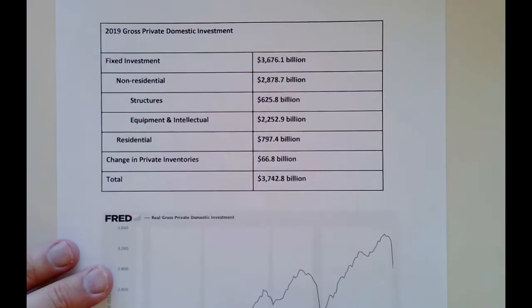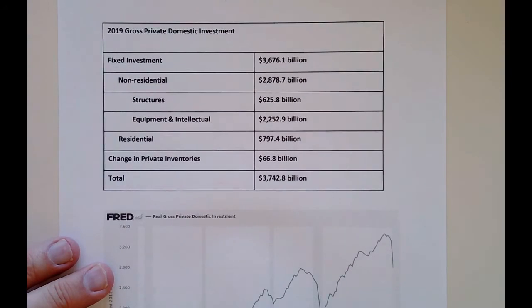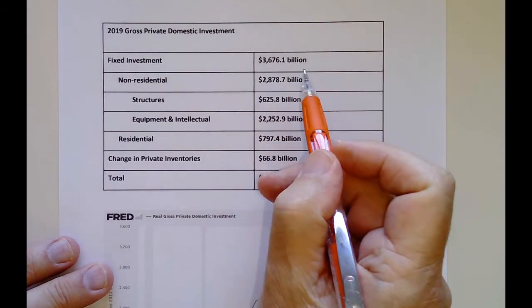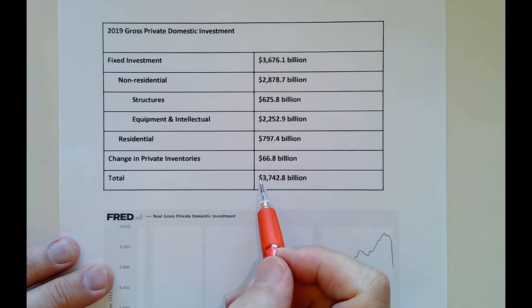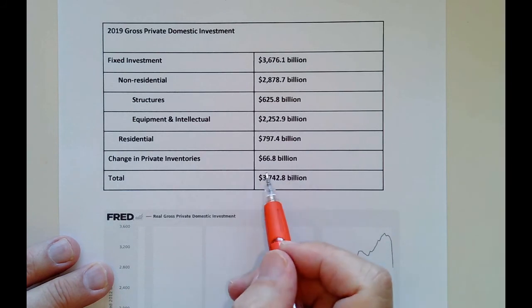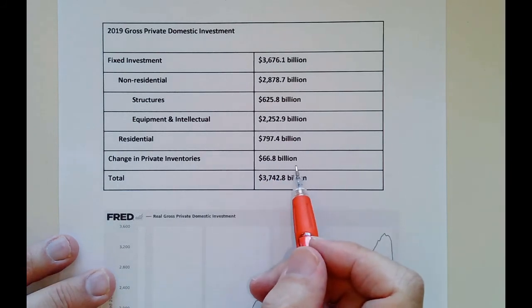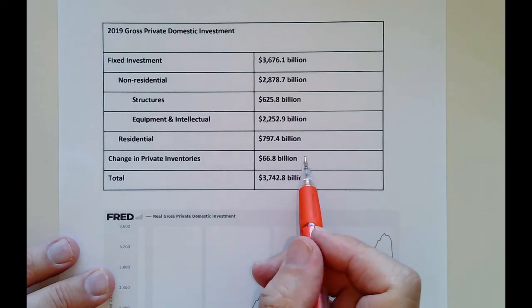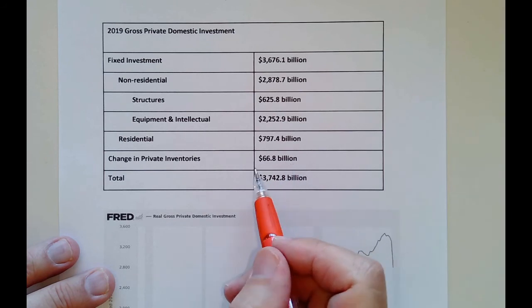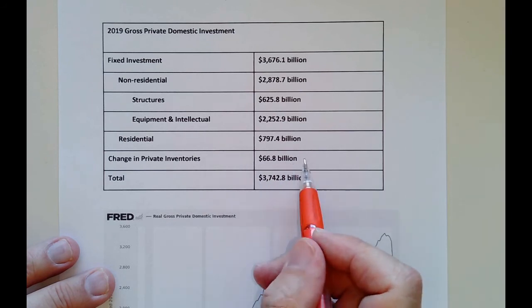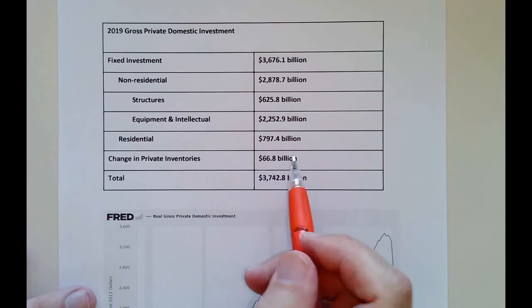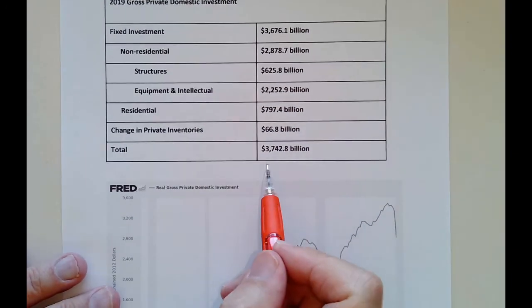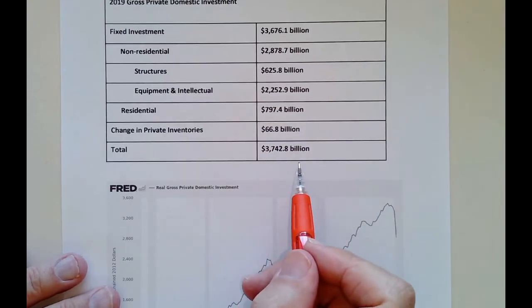And these are the numbers for 2019. Fixed investment, $3.6 trillion in these areas right here. Residential, and then we have change in private inventories, positive $66.8 billion. That means that was added to our inventories during the year. And so this represents goods in the stages of production that have not been completed yet. And so that would go into GDP as a positive number. And the total investment was a little over $3.7 trillion.